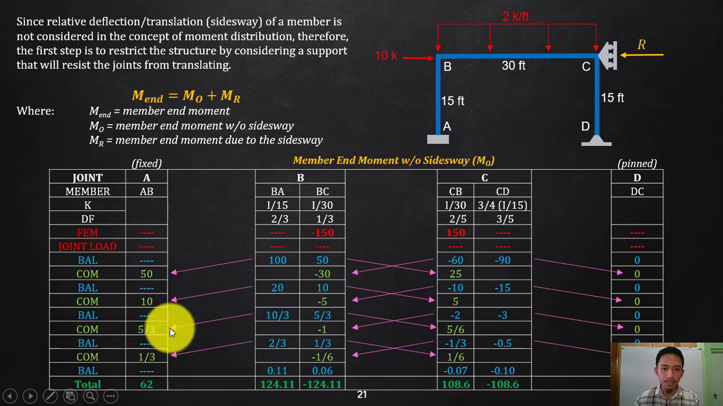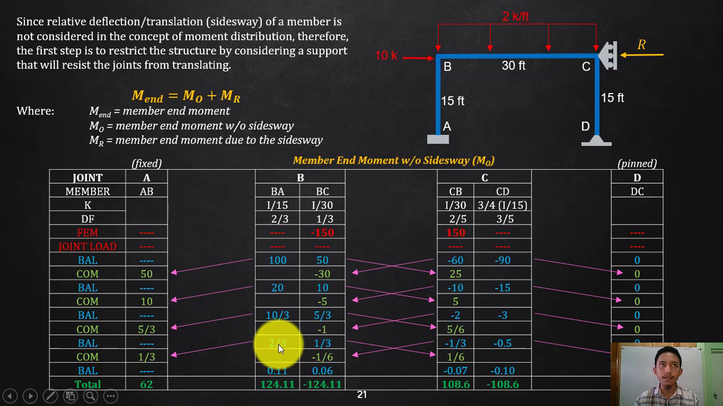And then if you try to carry over again, since that is not 0, this is still more than 1, so carry over, carry over, carry over, carry over, so 0. Balance, balance, balance, balance, and no need to balance at the fixed support.